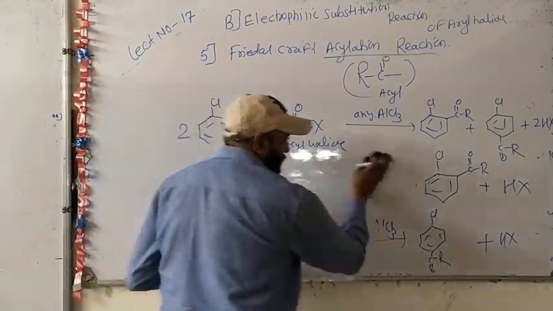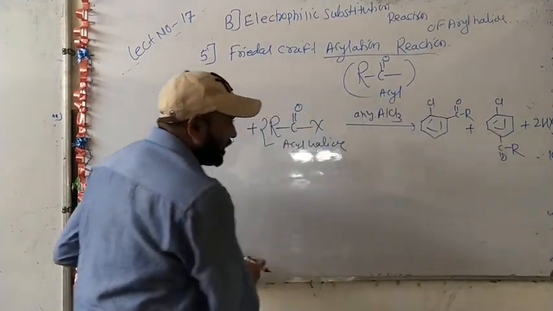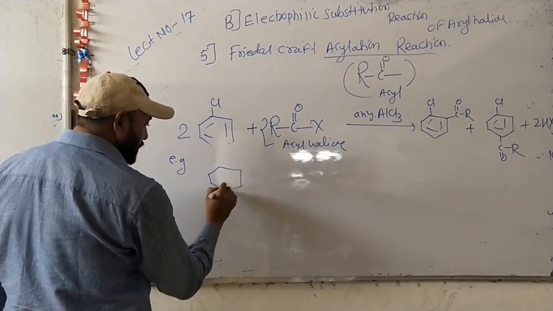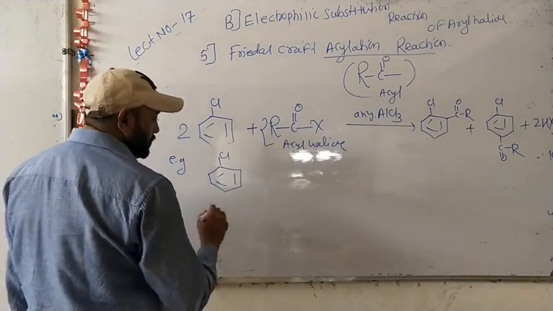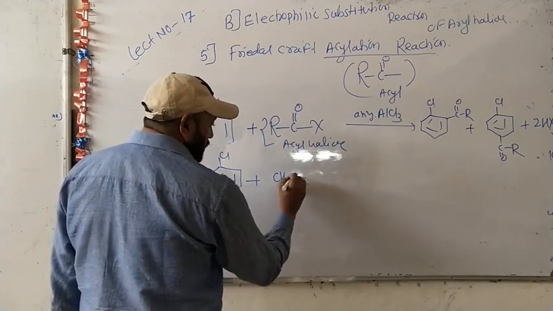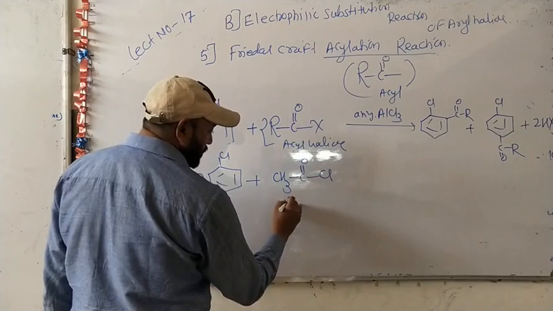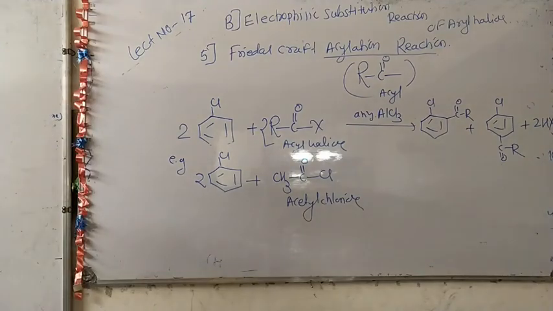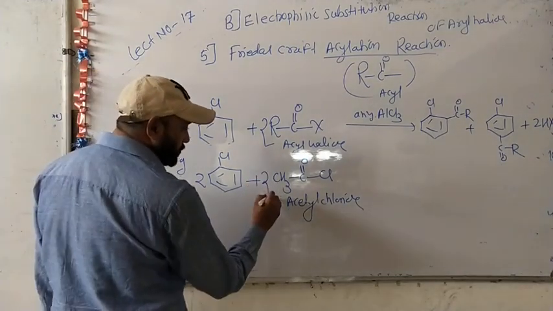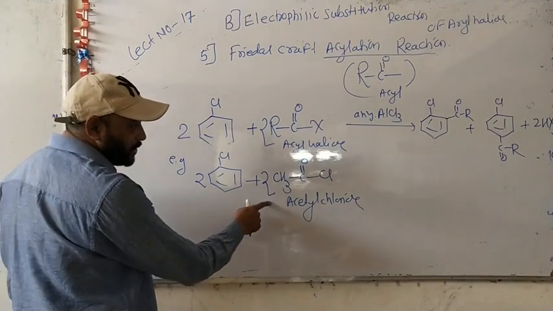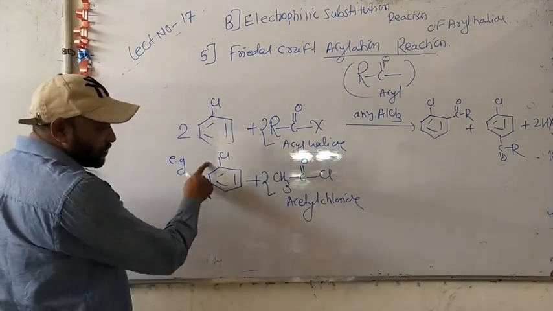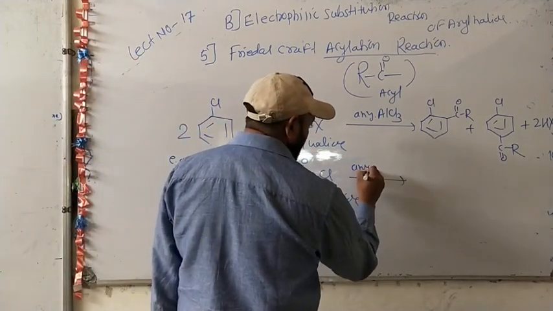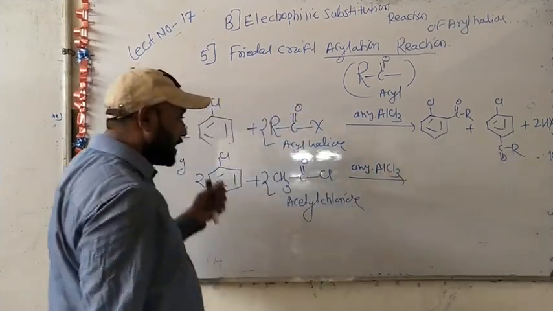So let's take one more example that we have to solve. Friedel-Crafts acylation example. Suppose we treat chlorobenzene 2 times with acetyl chloride. This is acetyl chloride. So how many times have we taken here? 2 times, because 2 times of chlorobenzene react with 2 times of acyl chloride, in presence of a catalyst, anhydrous AlCl3, which acts as the catalyst.